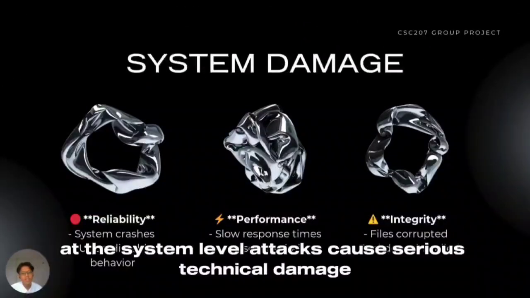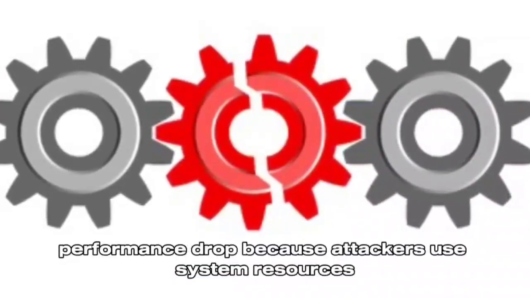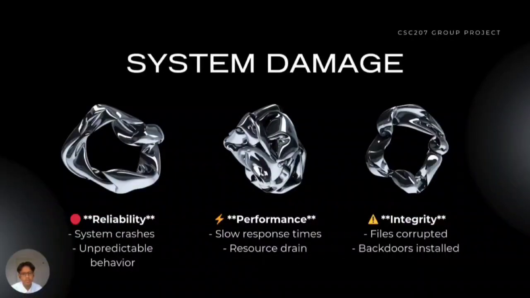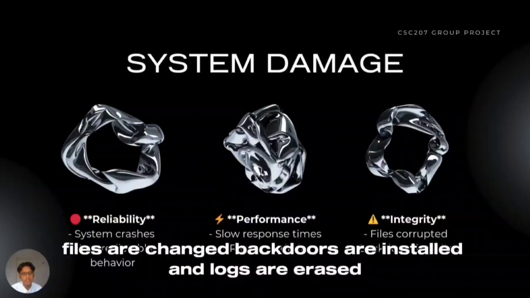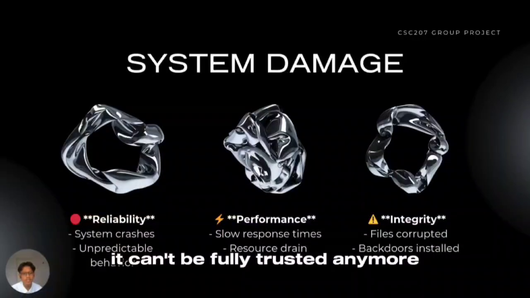At the system level, attacks cause serious technical damage. Systems become unstable and crash. Performance drops because attackers steal system resources, and most importantly, system integrity is broken. Files are changed, backdoors are installed, and logs are erased. Once a system is compromised, it can't be fully trusted anymore.